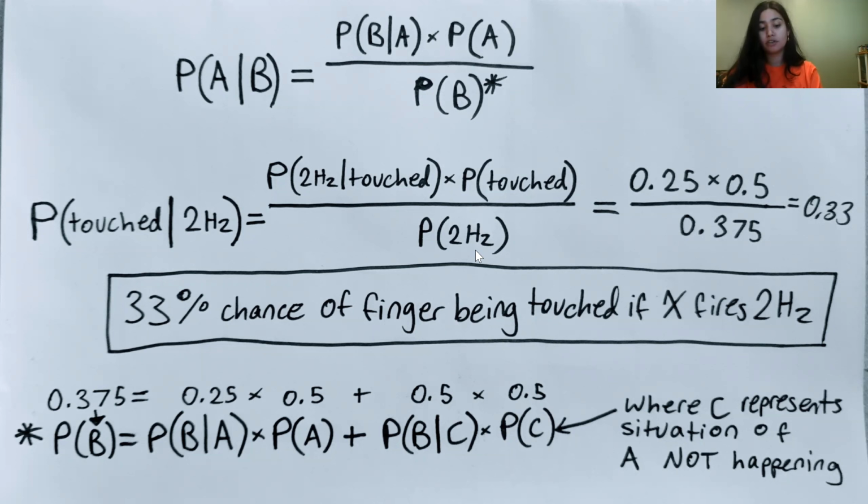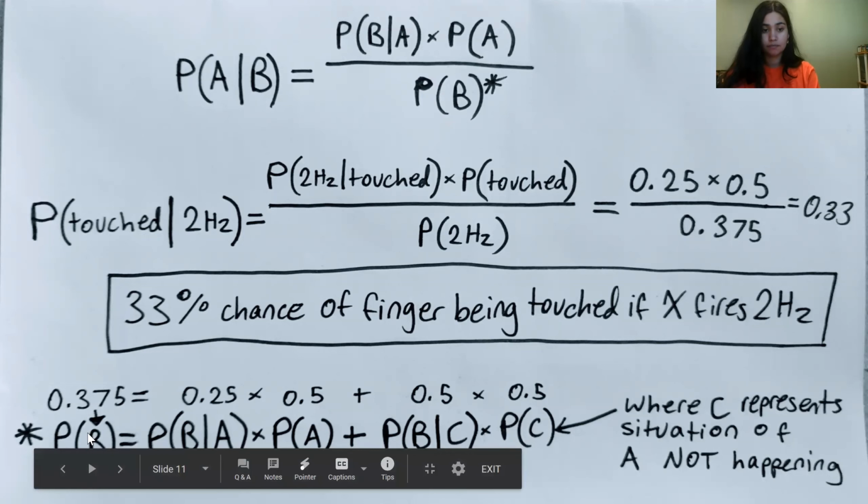So if neuron X is definitely firing at 2 hertz and there's a 0.5 probability of X firing in the first place, all we need to know is the probability of X firing 2 hertz at all, and then one can apply Bayes' theorem to find the probability of the finger being touched. And also, we need the formula for the probability of situation B happening at all, which is given down here.